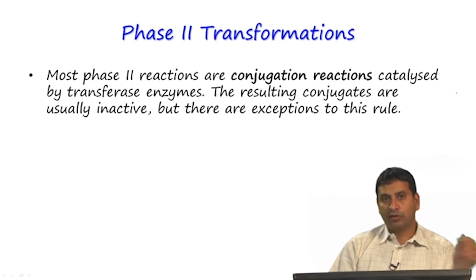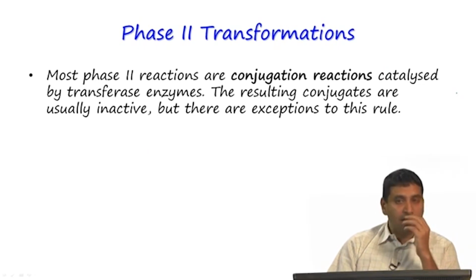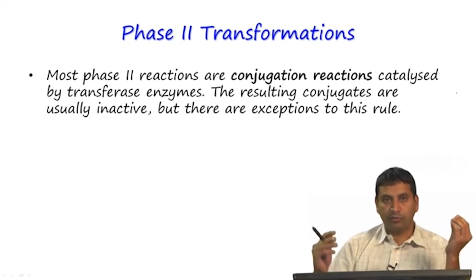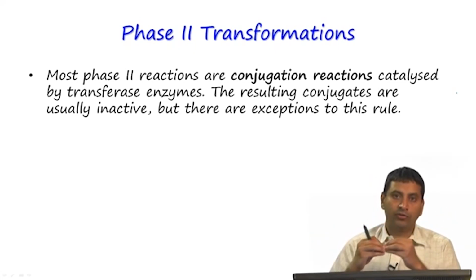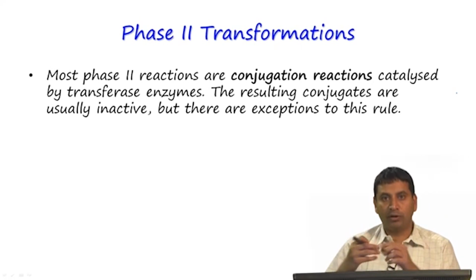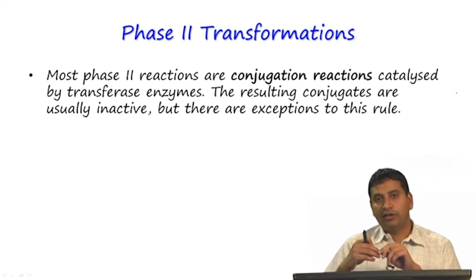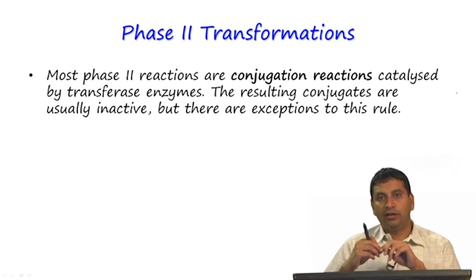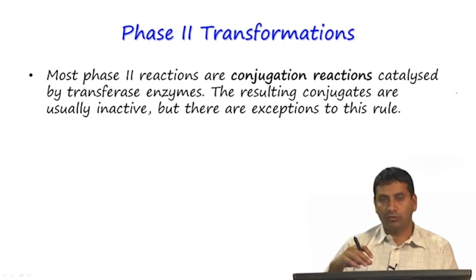Now, let us talk about some phase 2 transformations. Phase 2 transformations are basically conjugation reactions, which means that you have two molecules which are going to react with each other and form a bioconjugate, and these are catalyzed by enzymes known as transferases. The resulting conjugates are usually inactive, but of course, there are exceptions to this rule.